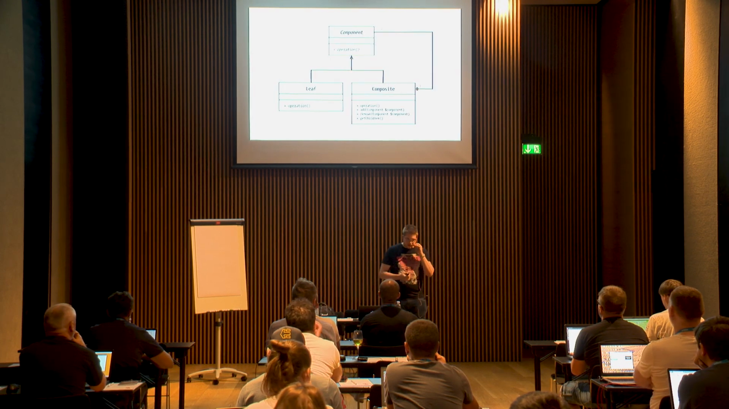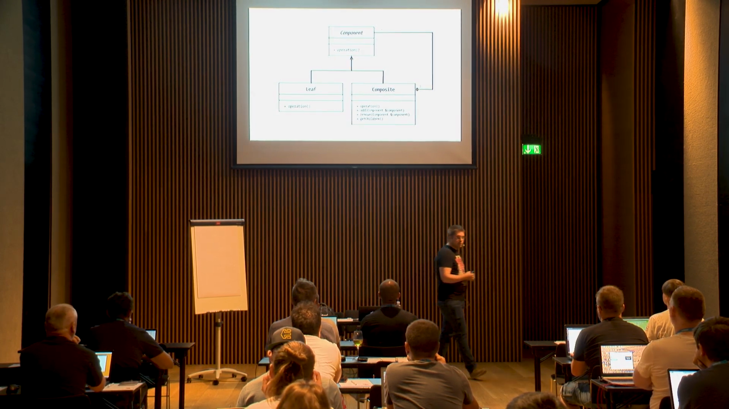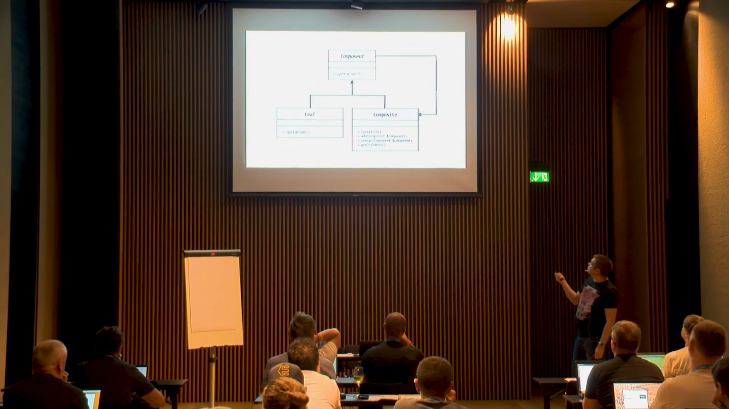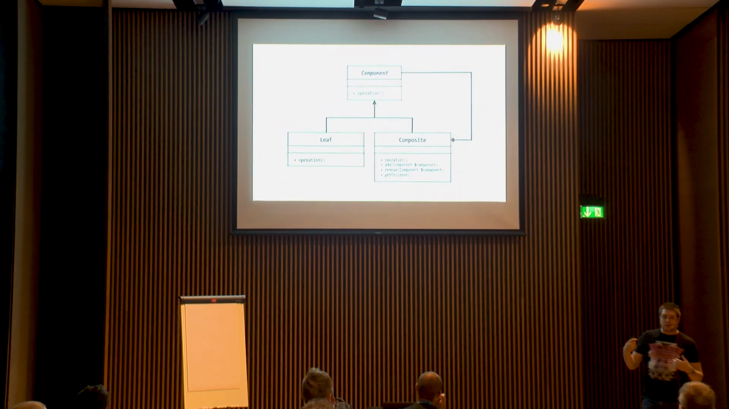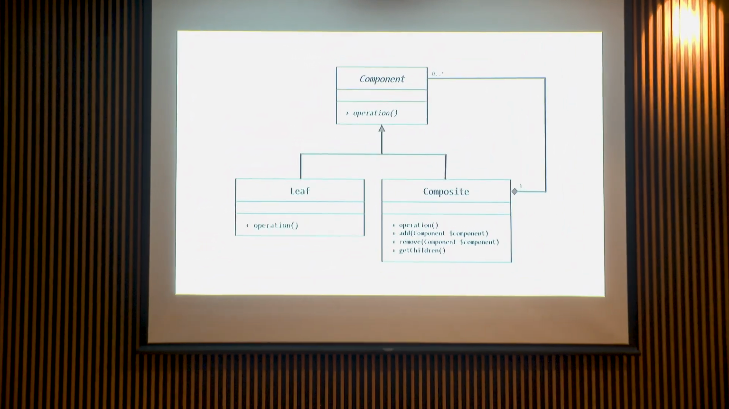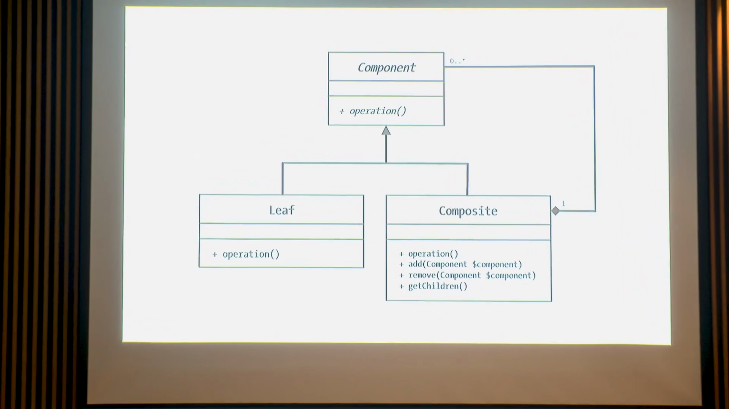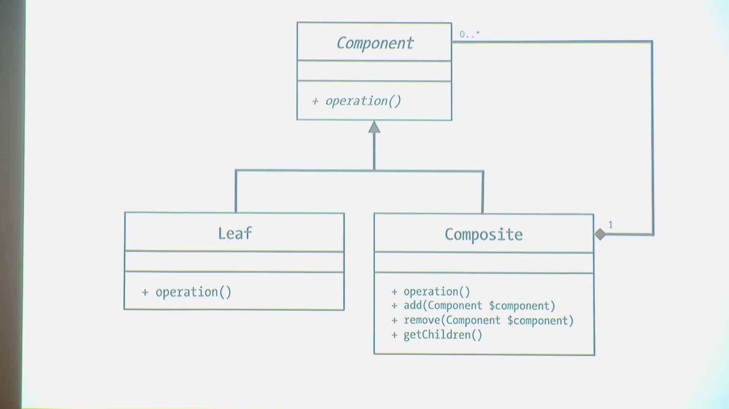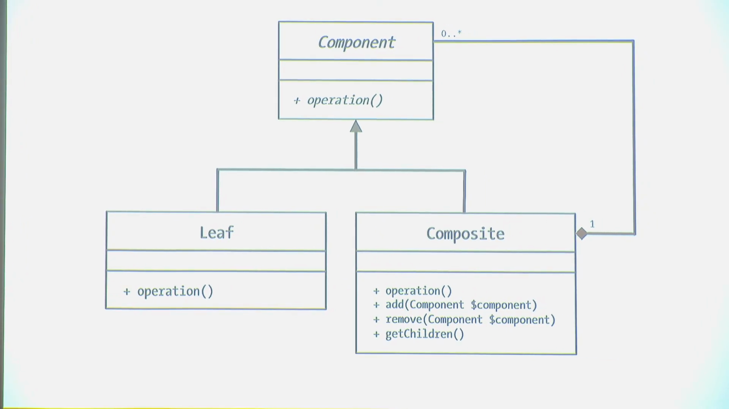So this is how it's designed from a UML perspective. There is the base type, which can be an abstract class or an interface. In this case, we have some component interface, which exposes public operation methods. And then we have different implementations, like a leaf concrete class, which implements this interface and of course has this operation method.